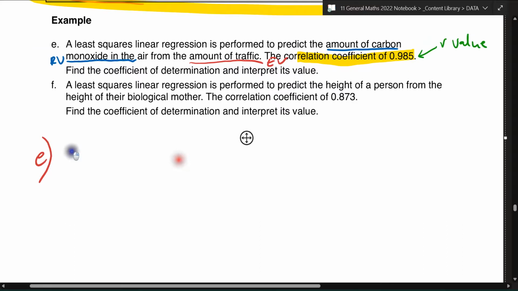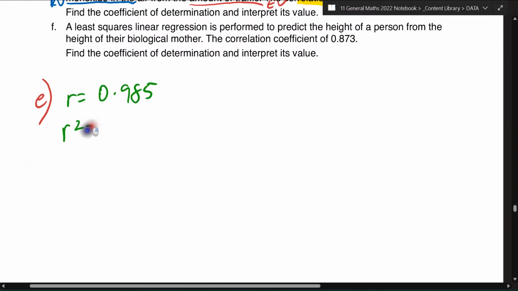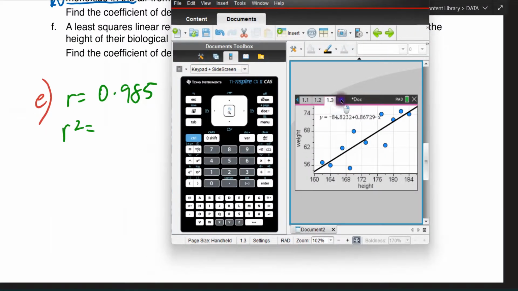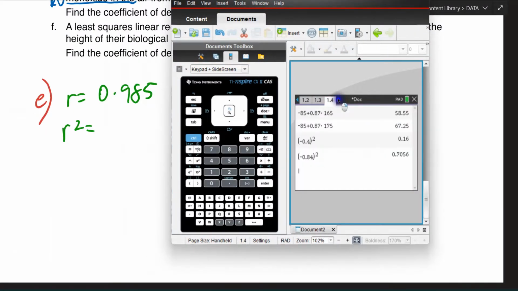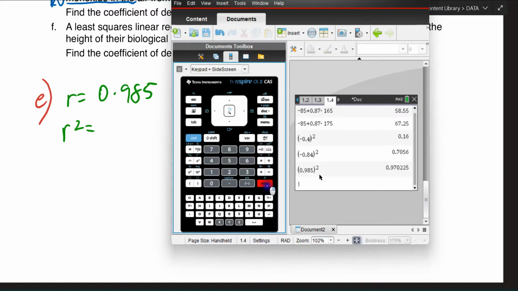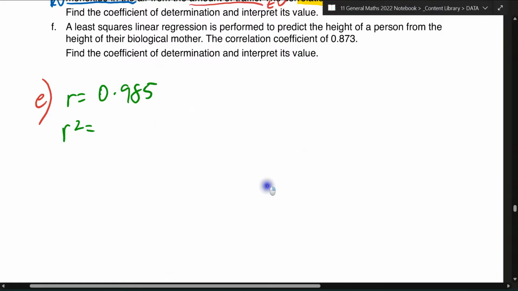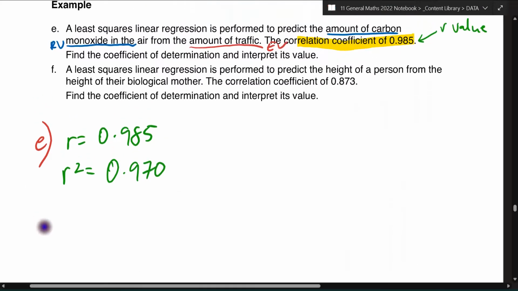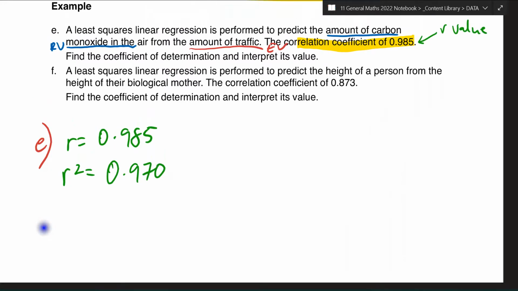So if my R value is equal to 0.985, my R squared value would be, grab your calculator, put it in. So you've got 0.985 squared. That would be 0.970. Let me just double check I rounded it properly. Yeah, we'll do 3 sig figs. It doesn't say how many significant figures, so let's just do the 3.